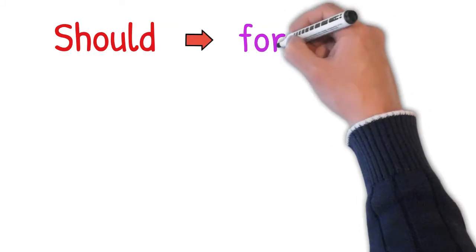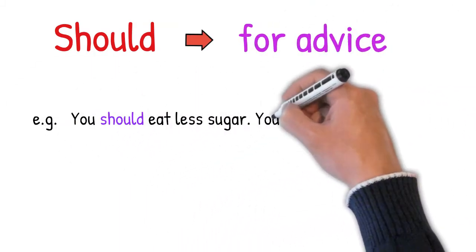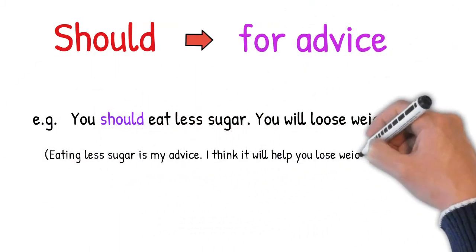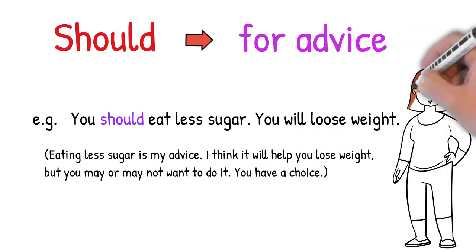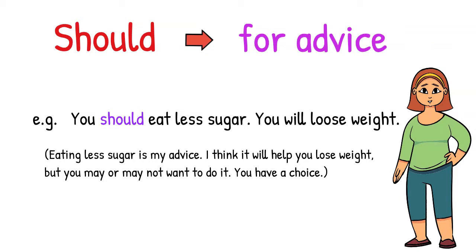Let's start with should. Should for advice. For example, you should eat less sugar. You'll lose weight. So eating less sugar is my advice. You should eat less sugar. I think it will help you lose weight, but you may or may not want to do it. You have a choice in taking my advice. So should is weaker and more common than the other two.